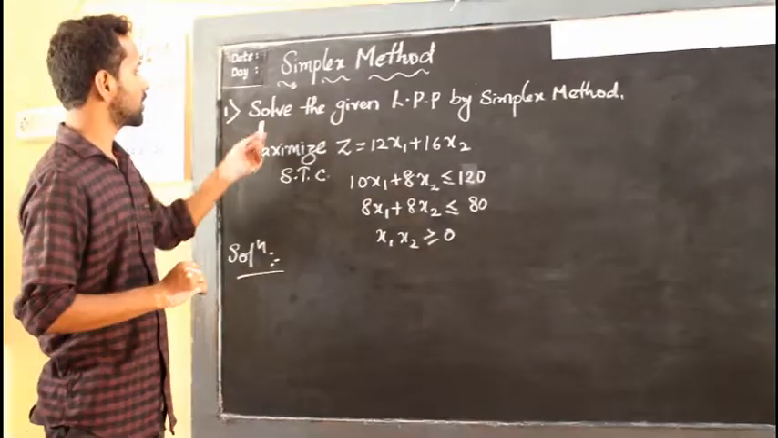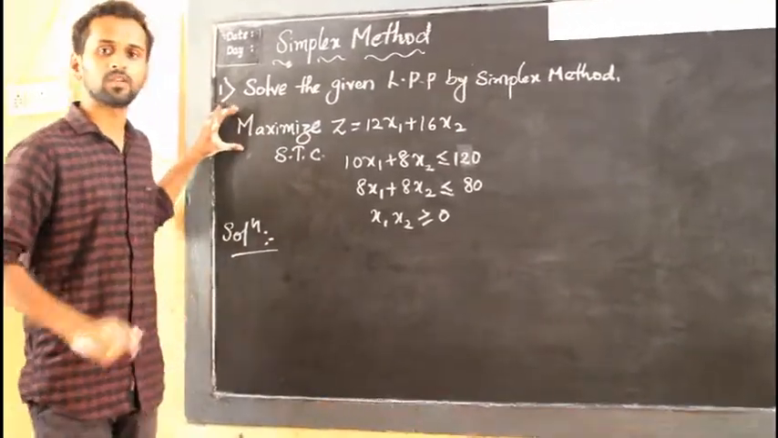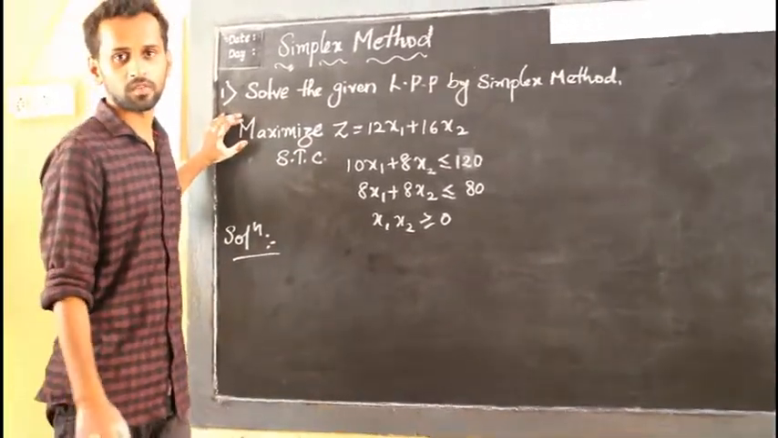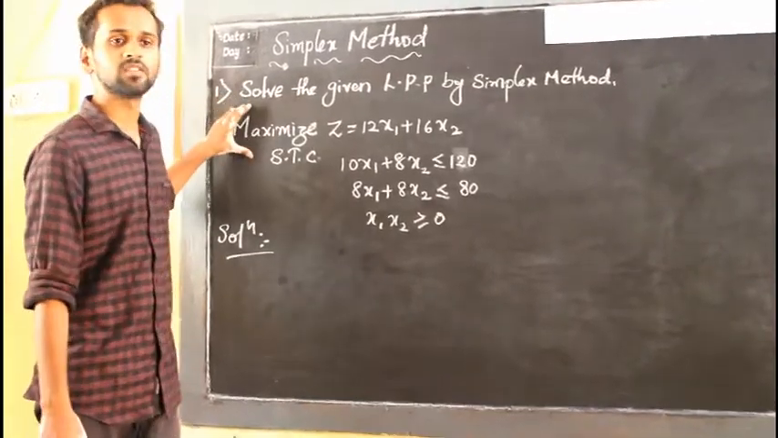What is the problem here? Solve the given LPP by a simplex method. So, I am considering a maximization problem. There are two types of problems we have here. One is called maximization, one is called minimization. So, I am considering a maximization problem.